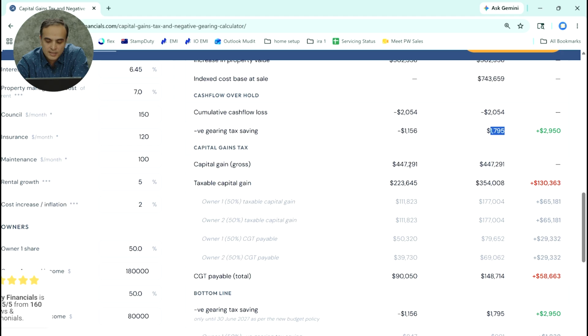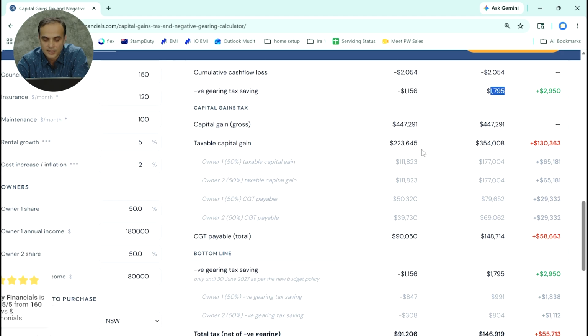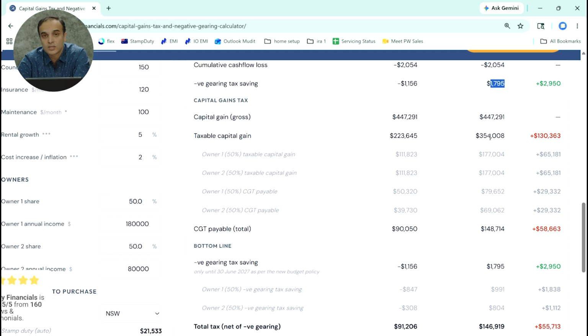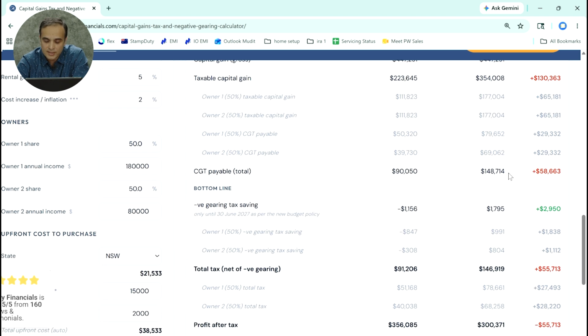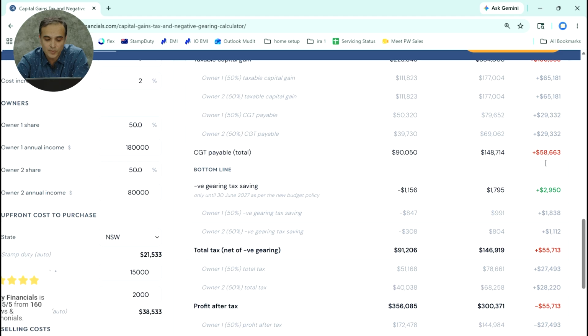So capital gains tax, gross 447, then taxable capital gains, it computes the difference. The taxable is based on, in the previous budget, the 50% discount is applied, and then ownership share is applied, and then it is calculated on that. While on the other one, post budget, the indexed capital gains till 30th June 2027 is calculated, and after that indexation is applied. So the difference between the CGT comes to around $58,000, the CGT payable.